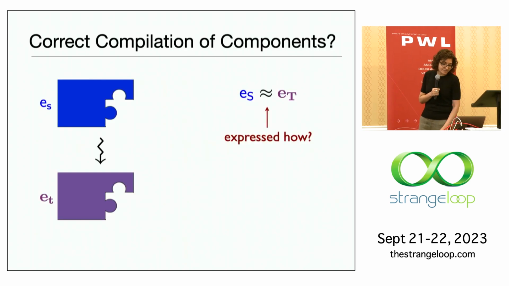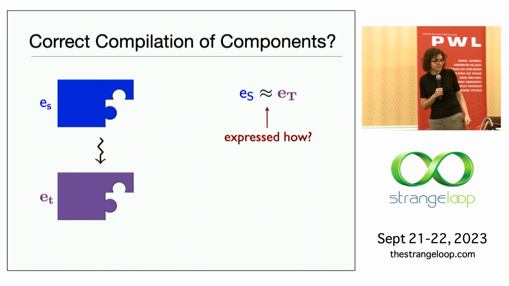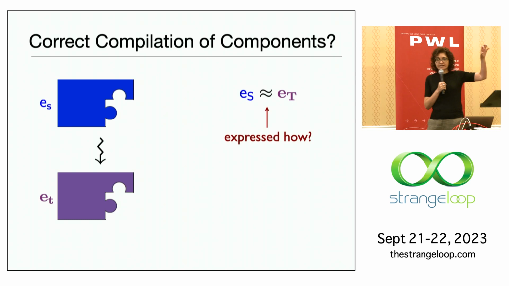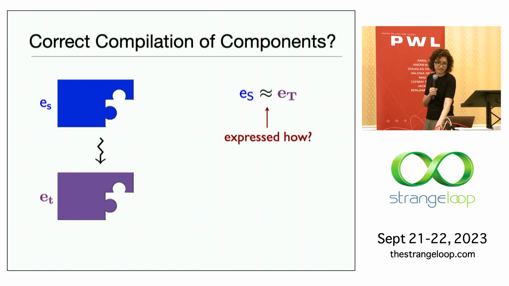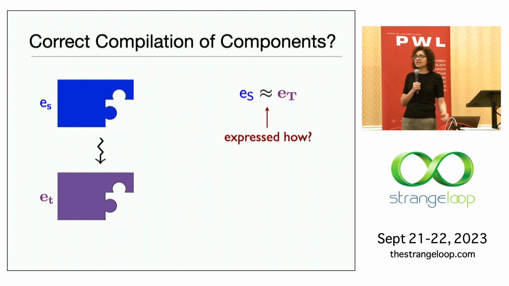And this is an interesting space where multi-language semantics kind of came in handy. So let me explain how. The question was, if I'm compiling a piece of a program, a source expression ES, into some target component, then how do I express that they are equivalent, that they behave the same, right?